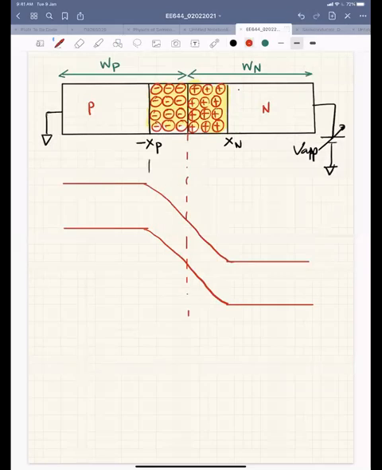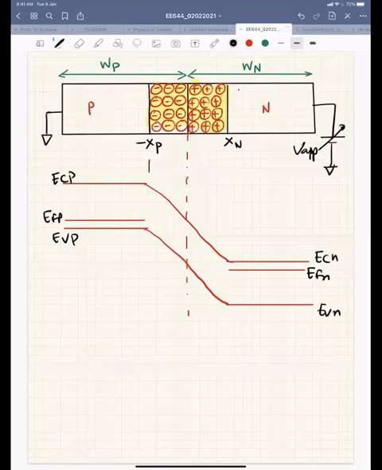this is my EFP, and this is my EFN, right? This is EC, EV, EFP, and on the other side EC, EV. So let's write down EVP, and this is my EFN, right? I know that the difference between EFN and EFP is Q times applied voltage, right? Here you see your applied voltage is negative, so I am pulling the EFN down, right?